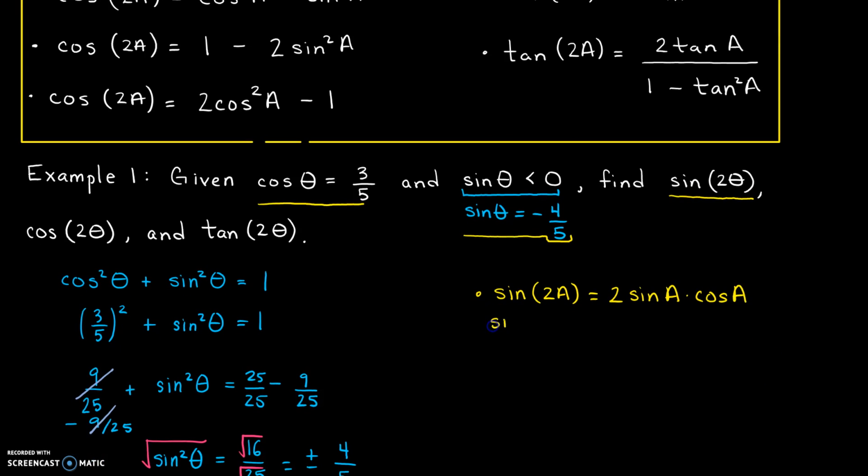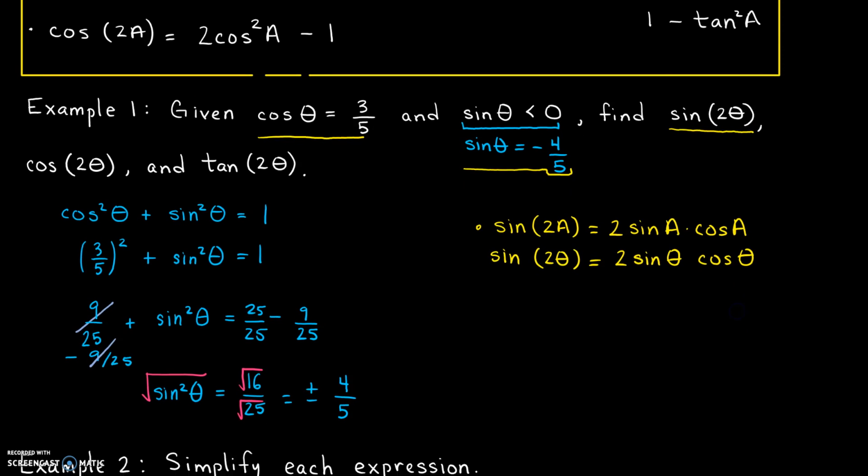So sine of 2 theta is equal to 2 sine of theta times cosine of theta. We just have to ask ourselves, do we know sine of theta? Do we know cosine of theta? Yes, we do. Cosine of theta was given, and sine of theta we had to find. So we can get our first part here. Sine of 2 theta is equal to 2 times negative 4 over 5, and cosine of theta was 3 over 5.